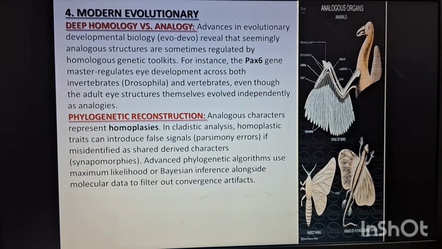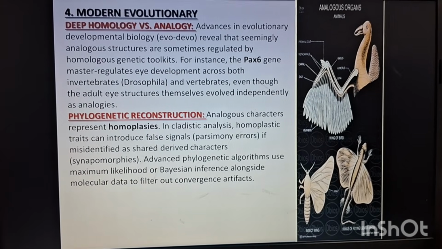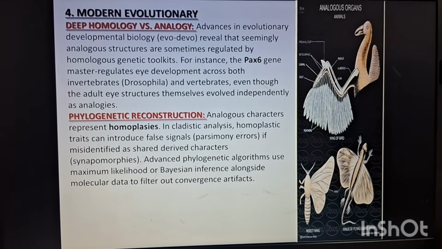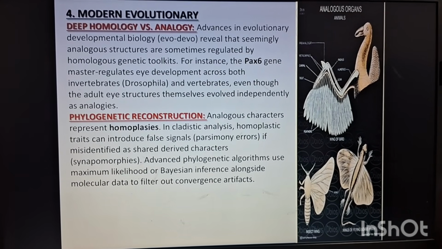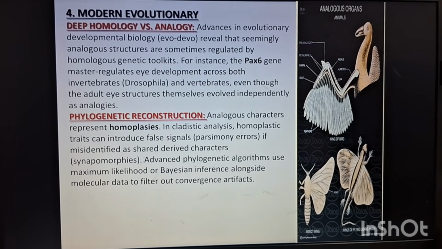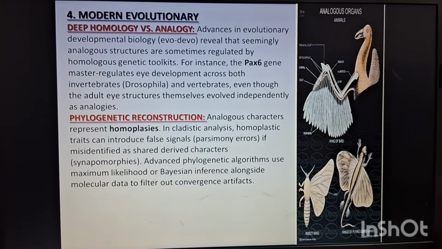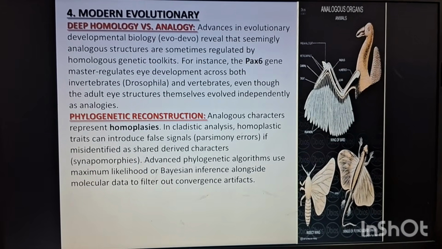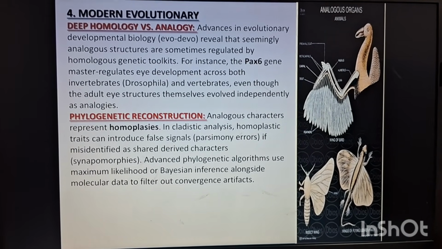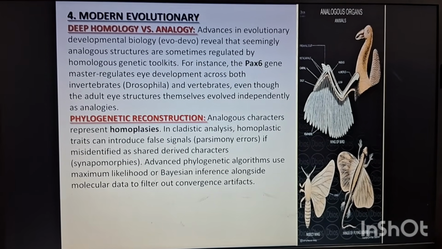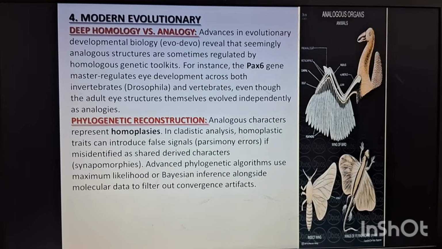And next point is phylogenetic reconstruction. Analogous characters represent homoplasies, because in cladistic analysis, homoplastic traits can introduce false signals, that is parsimony errors, if misidentified as shared derived characters, that is synapomorphies. And advanced phylogenetic algorithms use maximum likelihood or Bayesian inference alongside molecular data to filter out convergence artifacts.